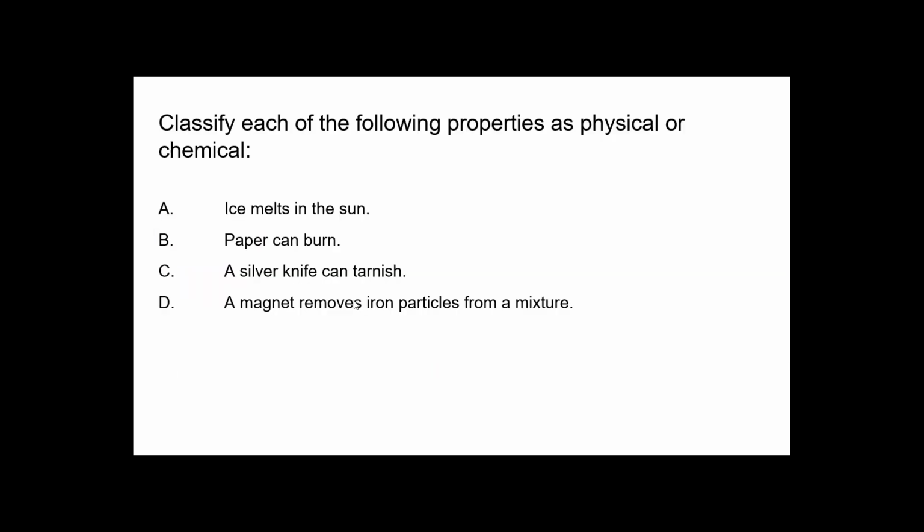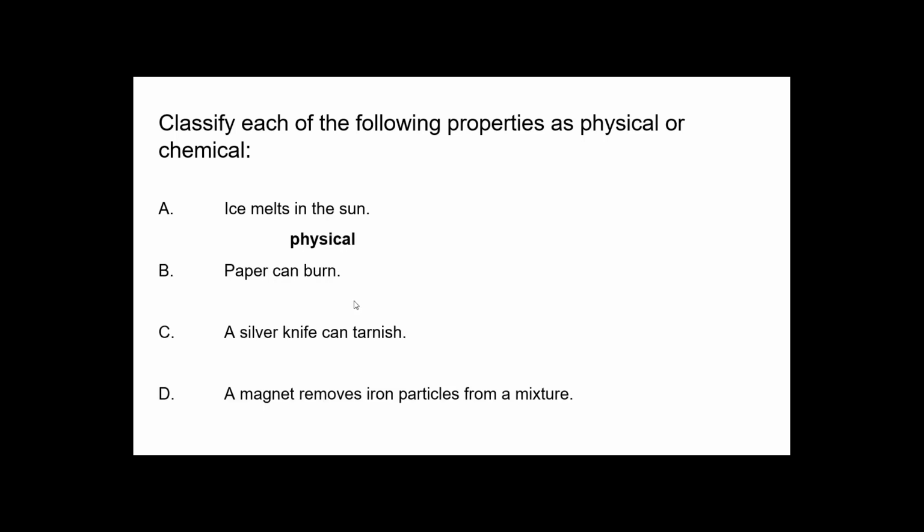Classify each of the following properties as physical or chemical. Ice melts in the sun. So if ice is melting, but it's still water, that would be a physical change. Paper burning. Do you have paper once this change has been completed? And the answer is no, you do not. So you have a chemical change.